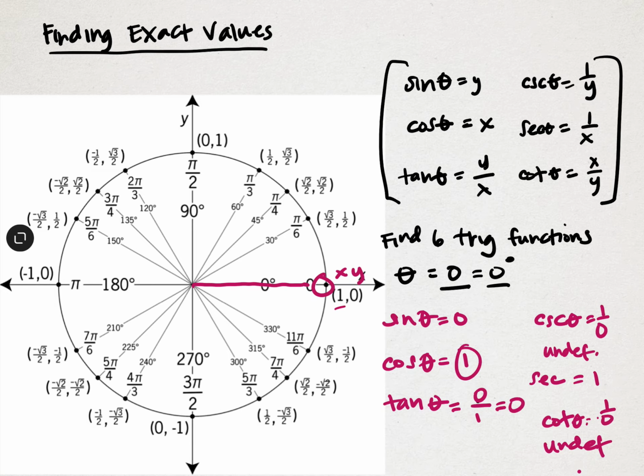Once you get the hang of it, it's pretty easy. You put your y in for your sine, you put your x in for your cosine. Tangent is y over x, and all the reciprocal functions are the reciprocals of everything on the left-hand side.